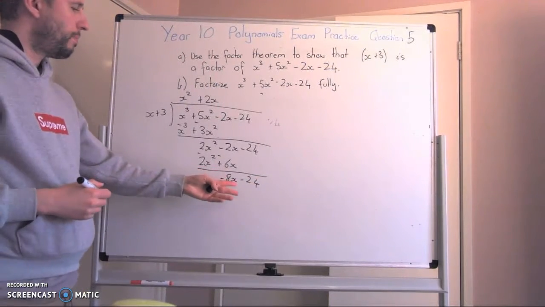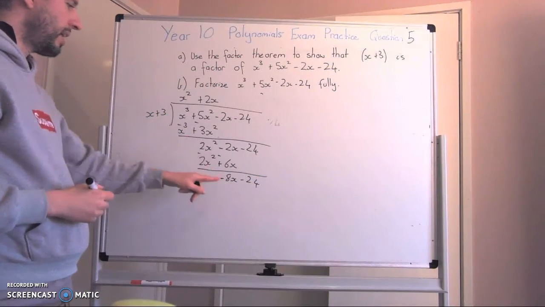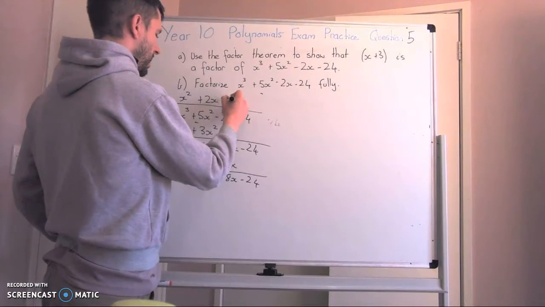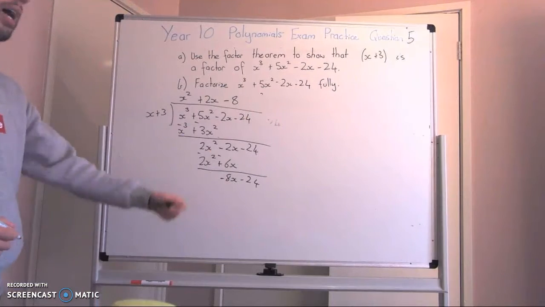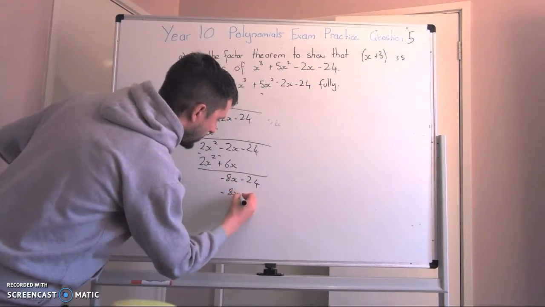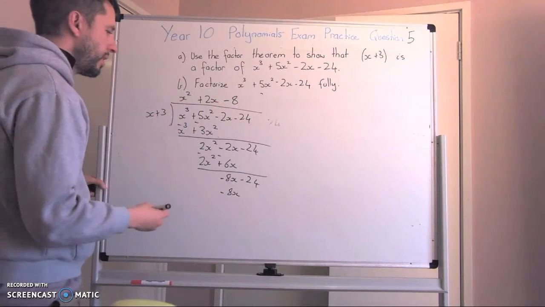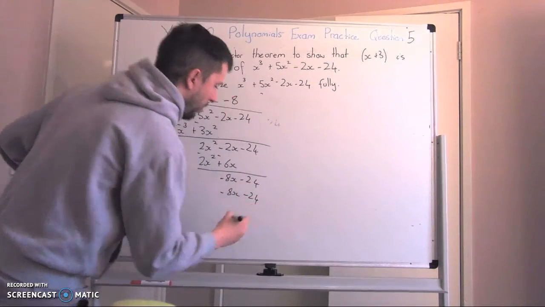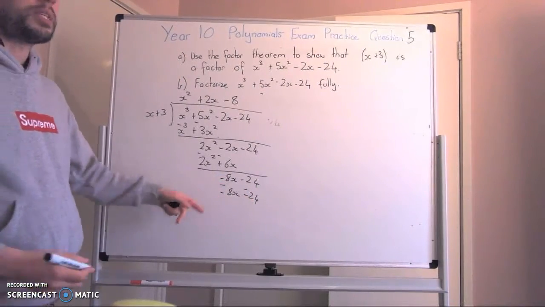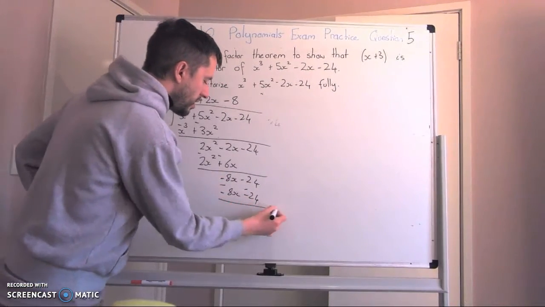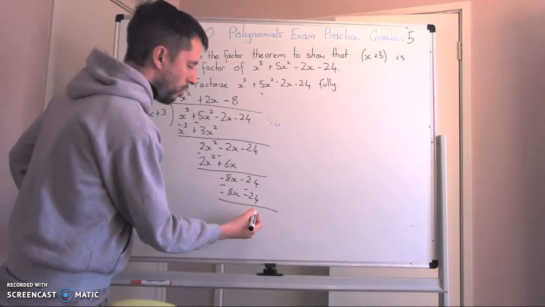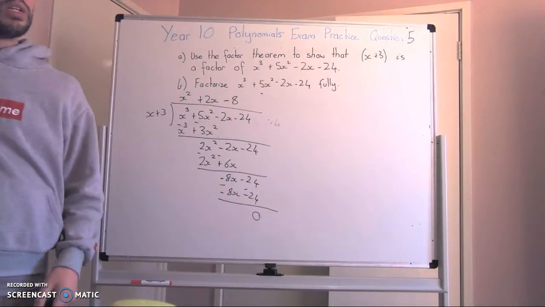Again, I work through it again by looking at the x. Negative 8x divided by x gives me negative 8. I go the opposite way. Negative 8 times x is negative 8x. And negative 8 times 3 equals negative 24. Because I've shared this, I need to take it away, and a negative becomes a positive. So negative 8x plus 8x equals 0, and negative 24 plus 24 is equal to 0.